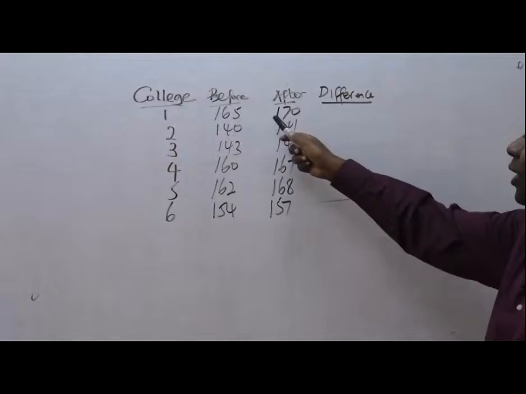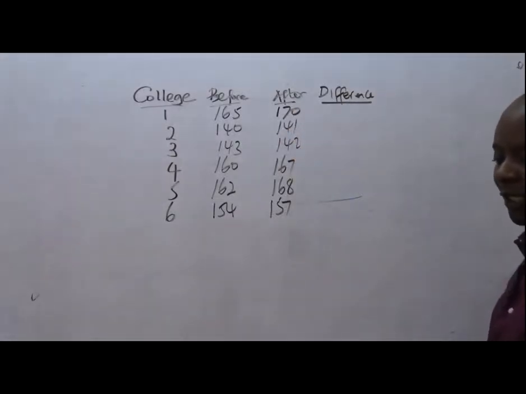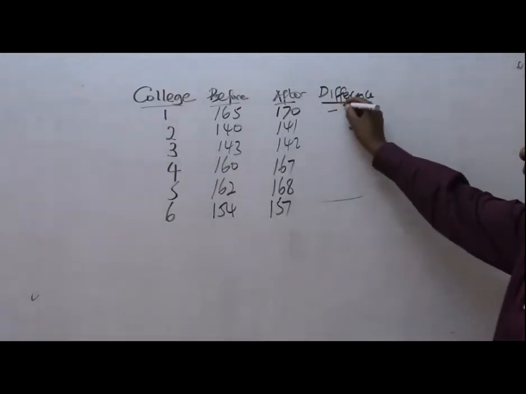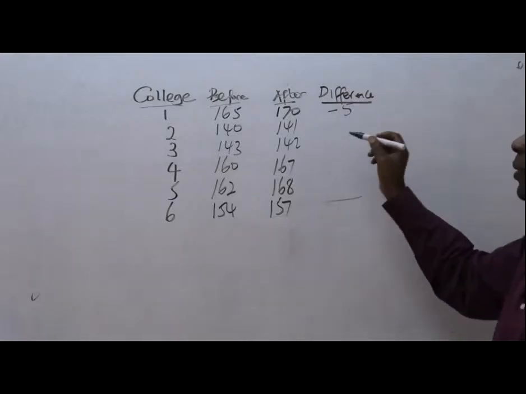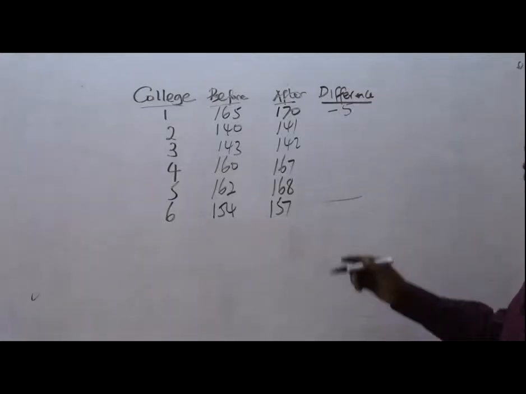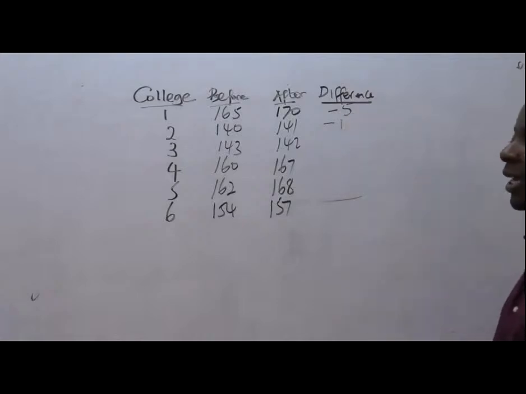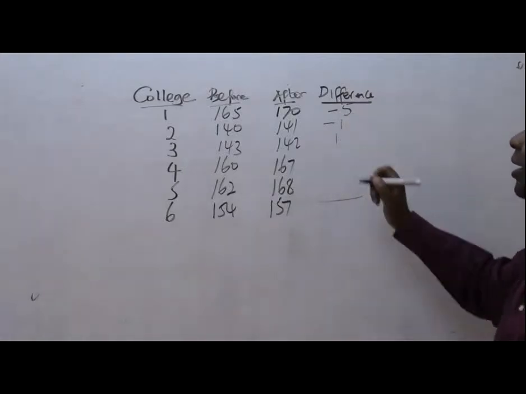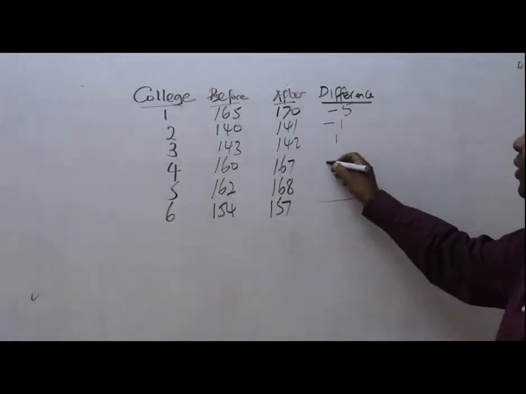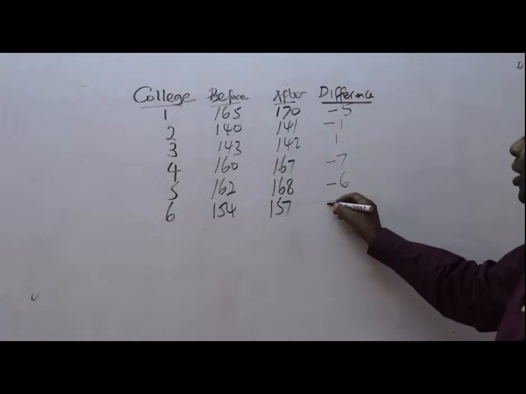Difference, 165 minus 170. Give me the differences very fast. Difference means you're subtracting, right? So the first one will be 165 minus 170, minus 5. The second one will be minus 1. The third one will be positive 1. Fourth one will be minus 7. This is minus 6. This is minus 3.